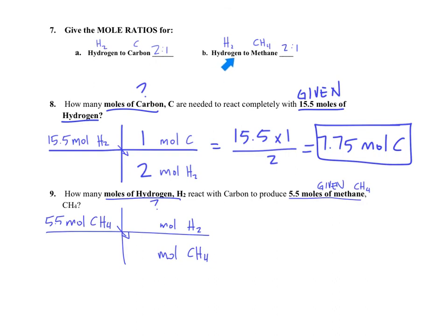The ratio of hydrogen to methane was 2 to 1. So for every 2 hydrogens, there is 1 molecule of methane. So 2 and 1. Now I calculate. 5.5 times 2 divided by 1 gives me 11 moles of hydrogen gas.